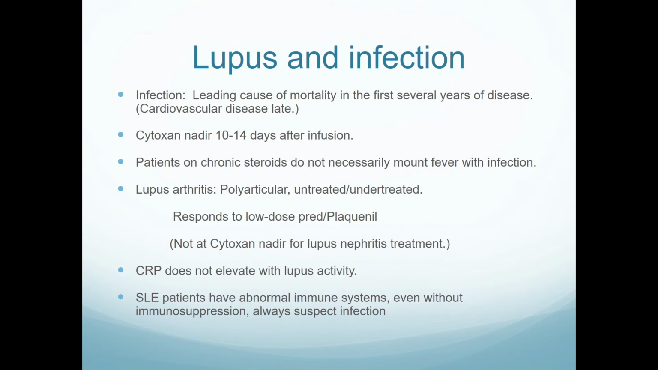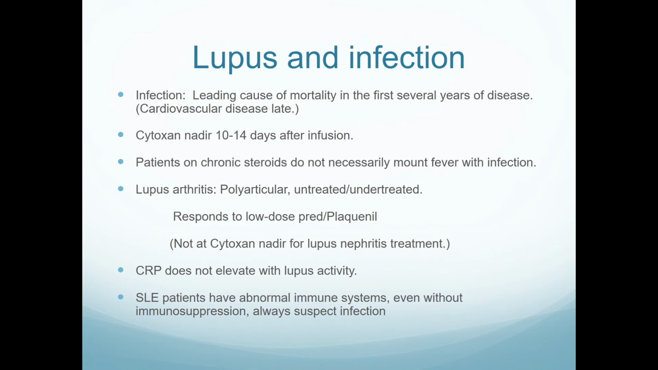Later on in life, they will die of heart attacks and strokes, just like the rest of us, but early on, infection kills them, right? So remember, chemotherapy does not necessarily take effect right away. So in fact, for cyclophosphamide, you don't see the effect until about 10 to 14 days out. So whenever a child's on a chemotherapy protocol, it's always very important, when was your last chemo? How long ago was that? Also, kids on chronic steroids do not necessarily mount fevers in response to infection. So a lot of our kids who are on chronic steroids can't do that.